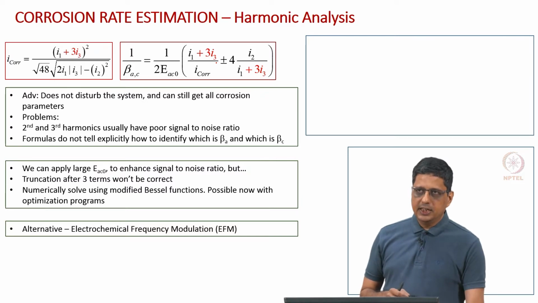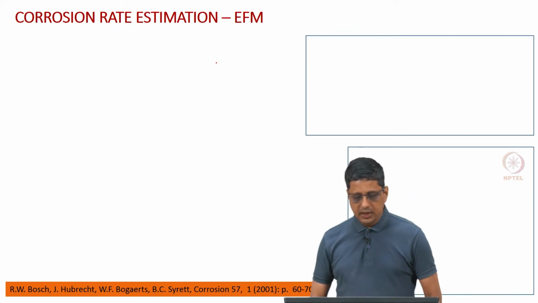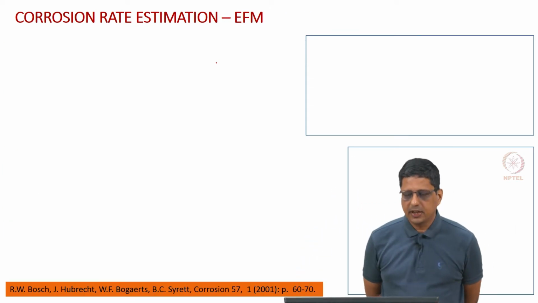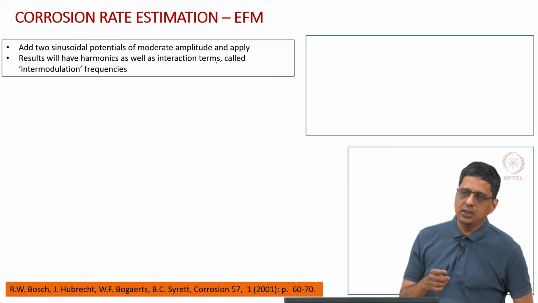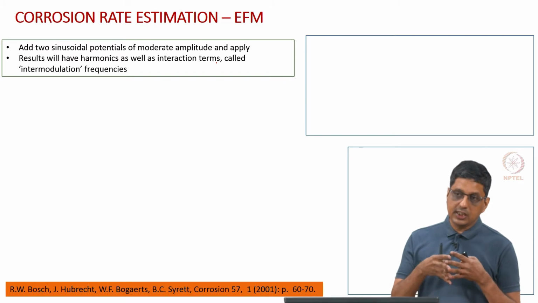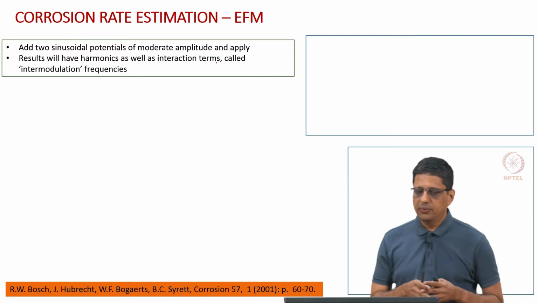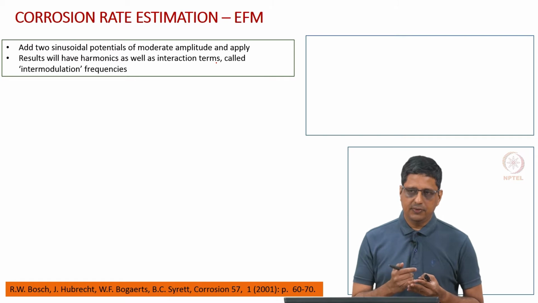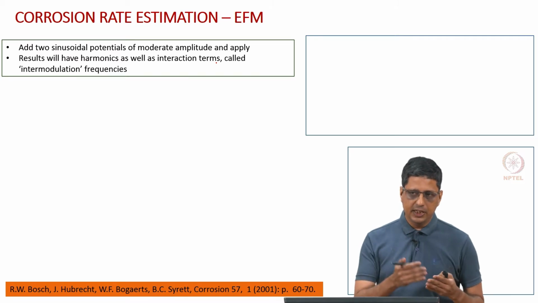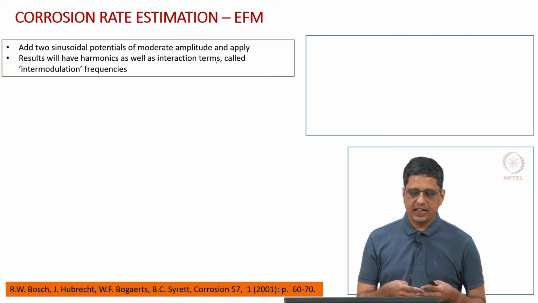So, another technique that is suggested is called electrochemical frequency modulation. This was suggested in 2001 by Bosch et al. The idea is this: instead of giving one sinusoidal potential, you can give 2 sinusoidal potentials simultaneously, add them up and apply. Again, use moderate amplitude. Now, what will happen is you will get the second harmonic and third harmonic for each of these frequencies. In addition, you will also get something called intermodulated frequencies or interaction effects.